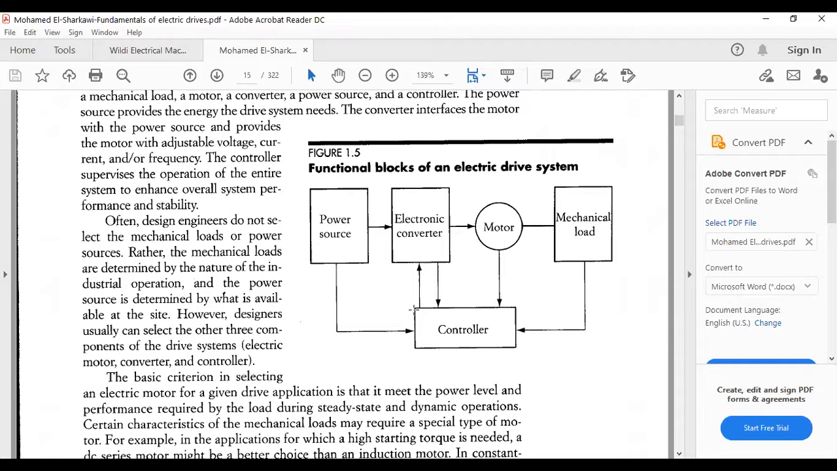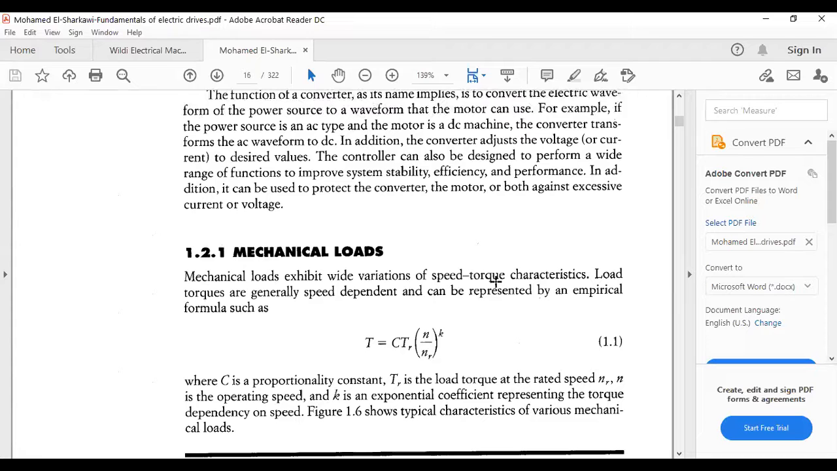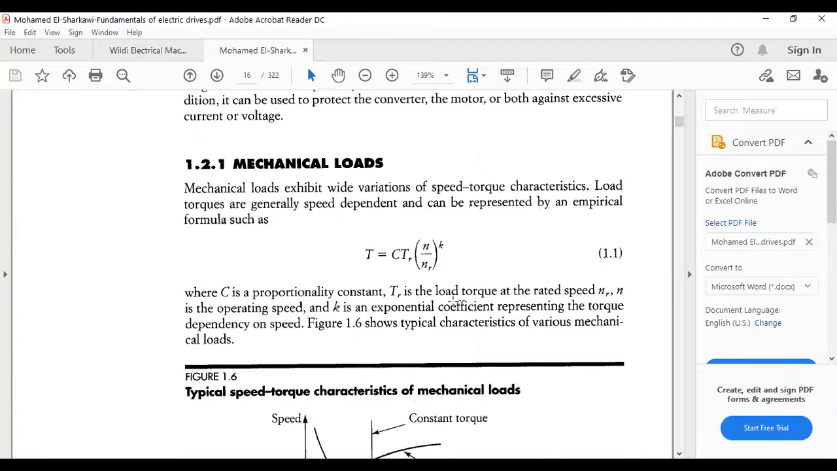All right, and then you have a controller that basically takes information from the load, from all of the different parts, to make adjustments so that the right parameters are sent back to the motor to give you the adjustment that is needed. All right, so you really need now to understand the different types of power sources. This was something about different types of mechanical loads.